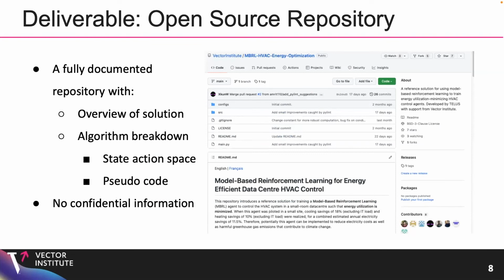In addition, the open source repository is also fully documented with solution overview and algorithm breakdown, which includes information about the state action space. The state space is constructed by the current temperature and the status of the HVAC system. The possible set of actions from a given state includes turning on a component of the HVAC system, such as the compressor, the heater, or the free cooling device, or letting the system idle.